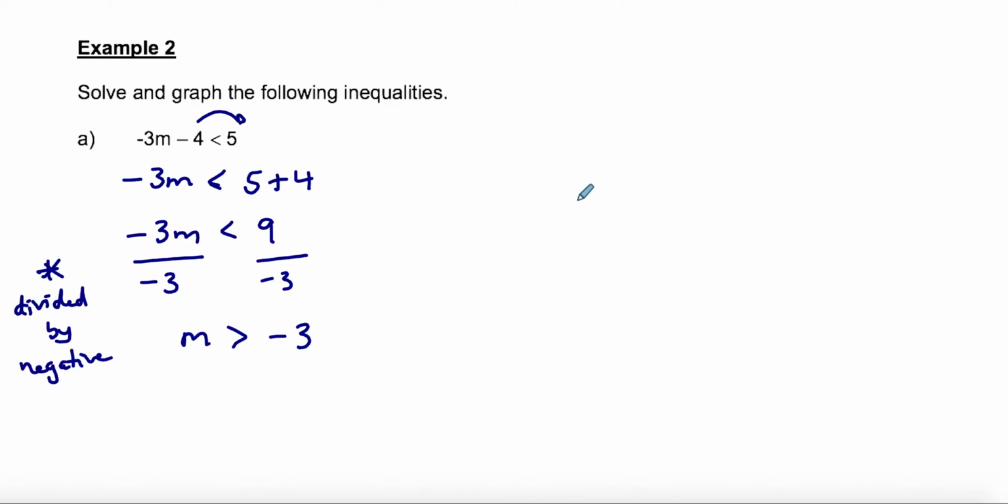So if I was going to draw a number line, maybe since it's anything greater than negative 3, let's say I just had negative 4, negative 3, negative 2, negative 1, 0, 1, 2. That would be enough. So if m is anything greater than negative 3, it doesn't include negative 3, but it would be anything greater than that.